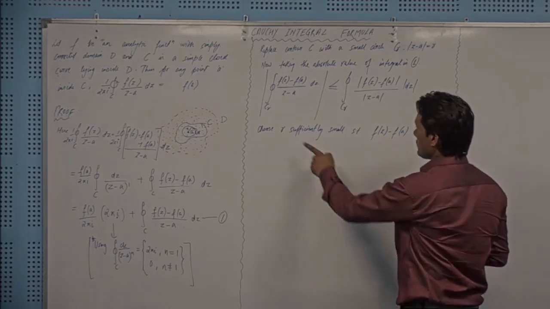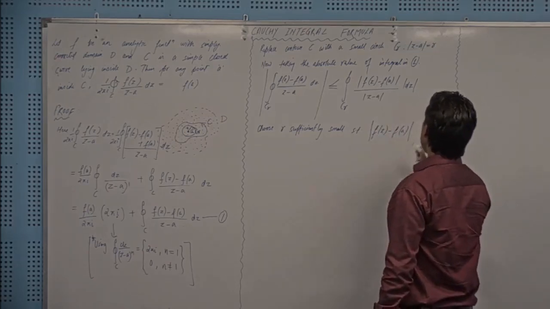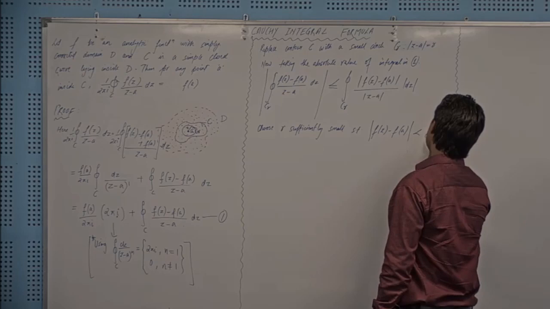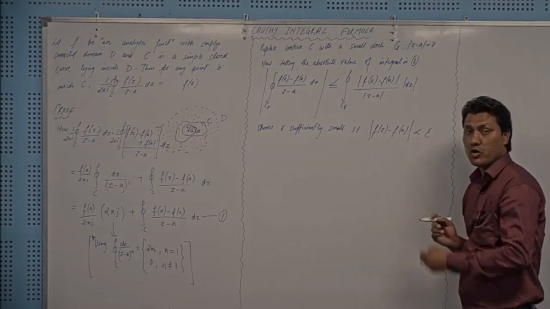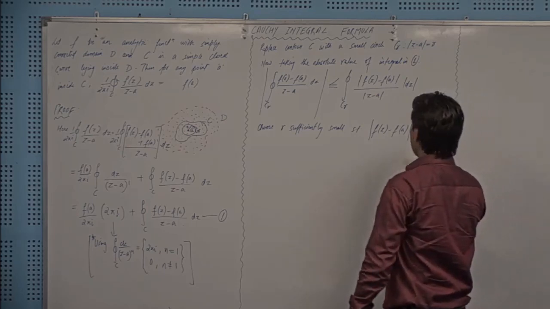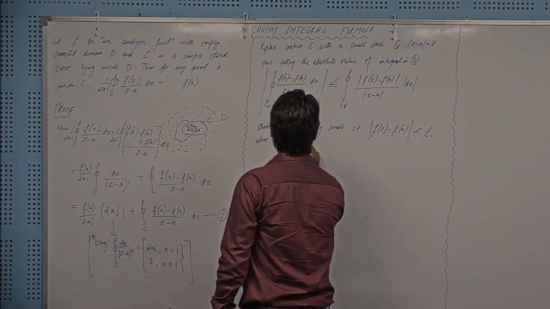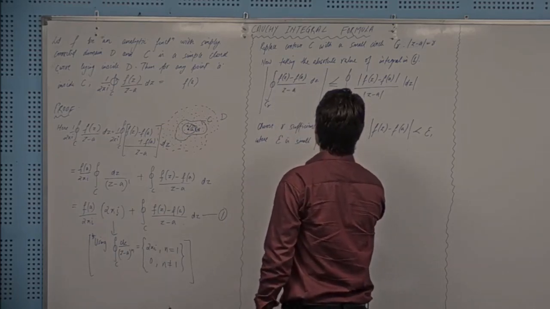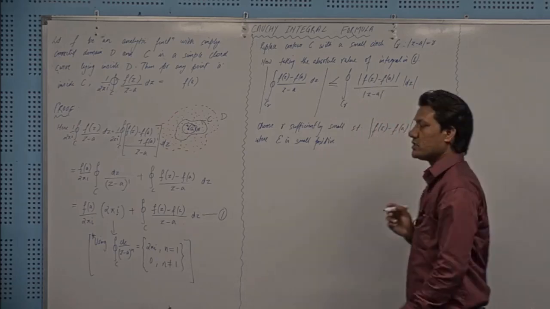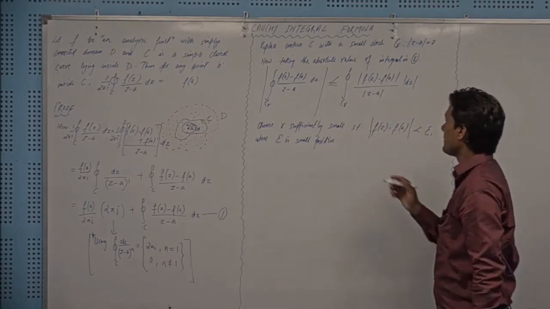You want to choose r in such a way that the difference would be almost equal to 0, or you can say that it is less than epsilon. Epsilon is a very small quantity, where epsilon is a small positive number. Obviously, it will be positive because this is a modulus, so it has to be positive epsilon.